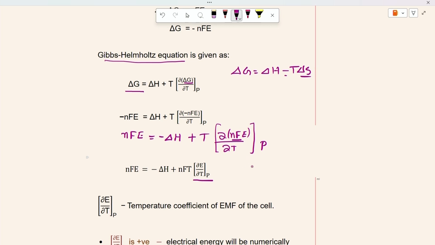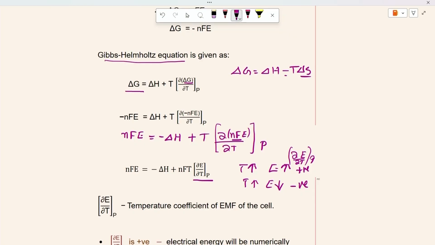This factor, if temperature increases, then EMF increases. Suppose if it is so, the value of dou E by dou T will be positive. It will give a positive value, that is the value of dou E by dou T at constant pressure will be positive. When temperature increases, if the EMF is decreasing, that means one increases, the other one decreases. So, that will give you a negative value for dou E by dou T. And if temperature changes and if there is no change in EMF, you can call that to be 0, that is neither positive or negative.